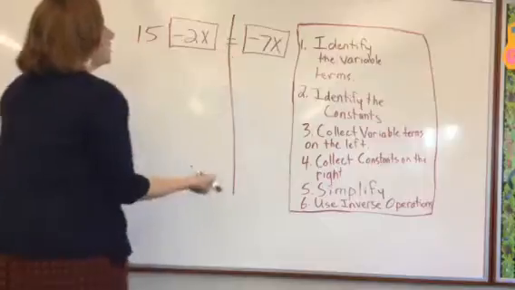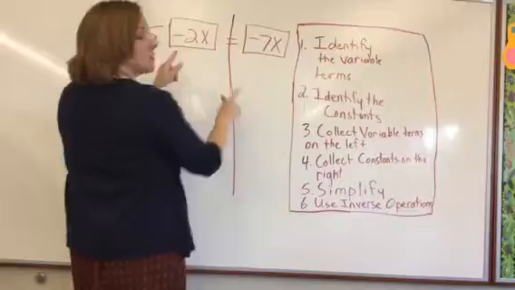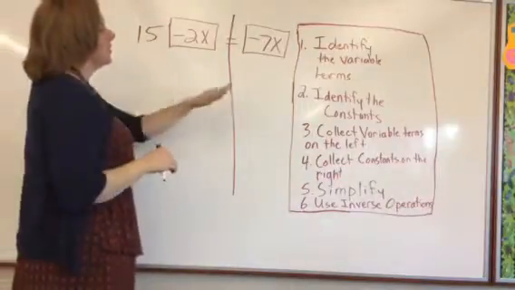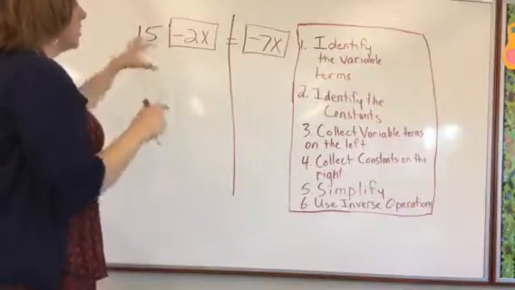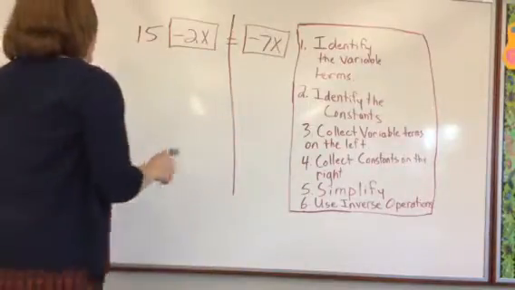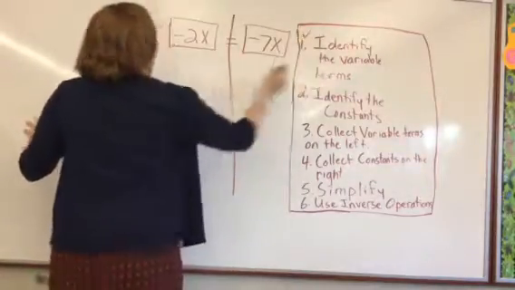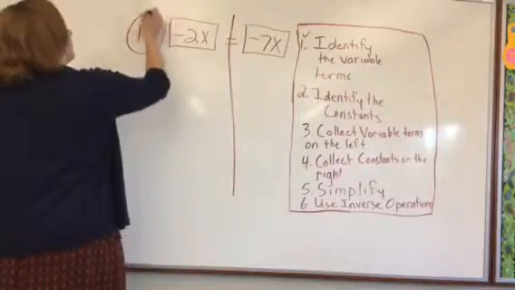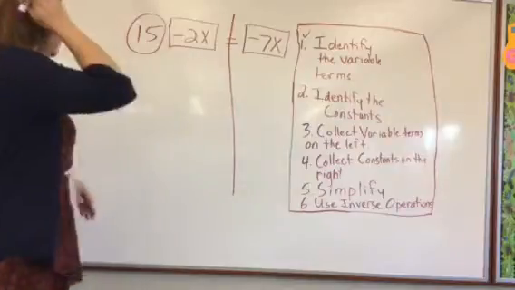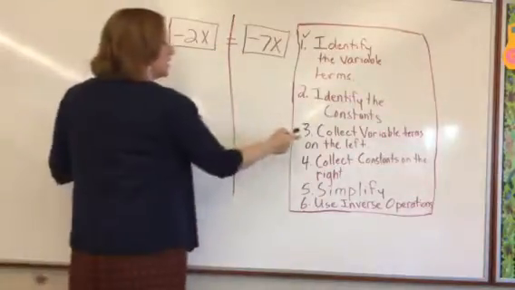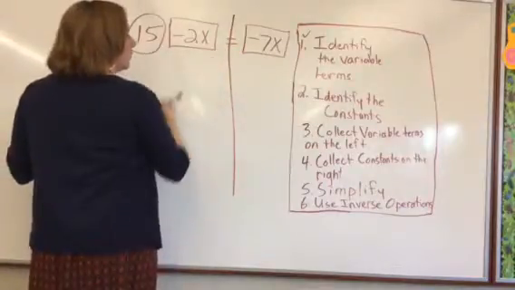These cannot just be simplified. They can't just be crunched together because they're on opposite sides of the equal sign. We're going to have to manipulate this a little bit in order to get them on the same side so that we can simplify them. Now I'm going to identify my constants. Well, I have a 15 right here. 15 minus 2x equals negative 7x. So here's my constant. Now, when I look at this, it tells me to collect the variable terms on the left. Ultimately, I want my x to be over here on the left.